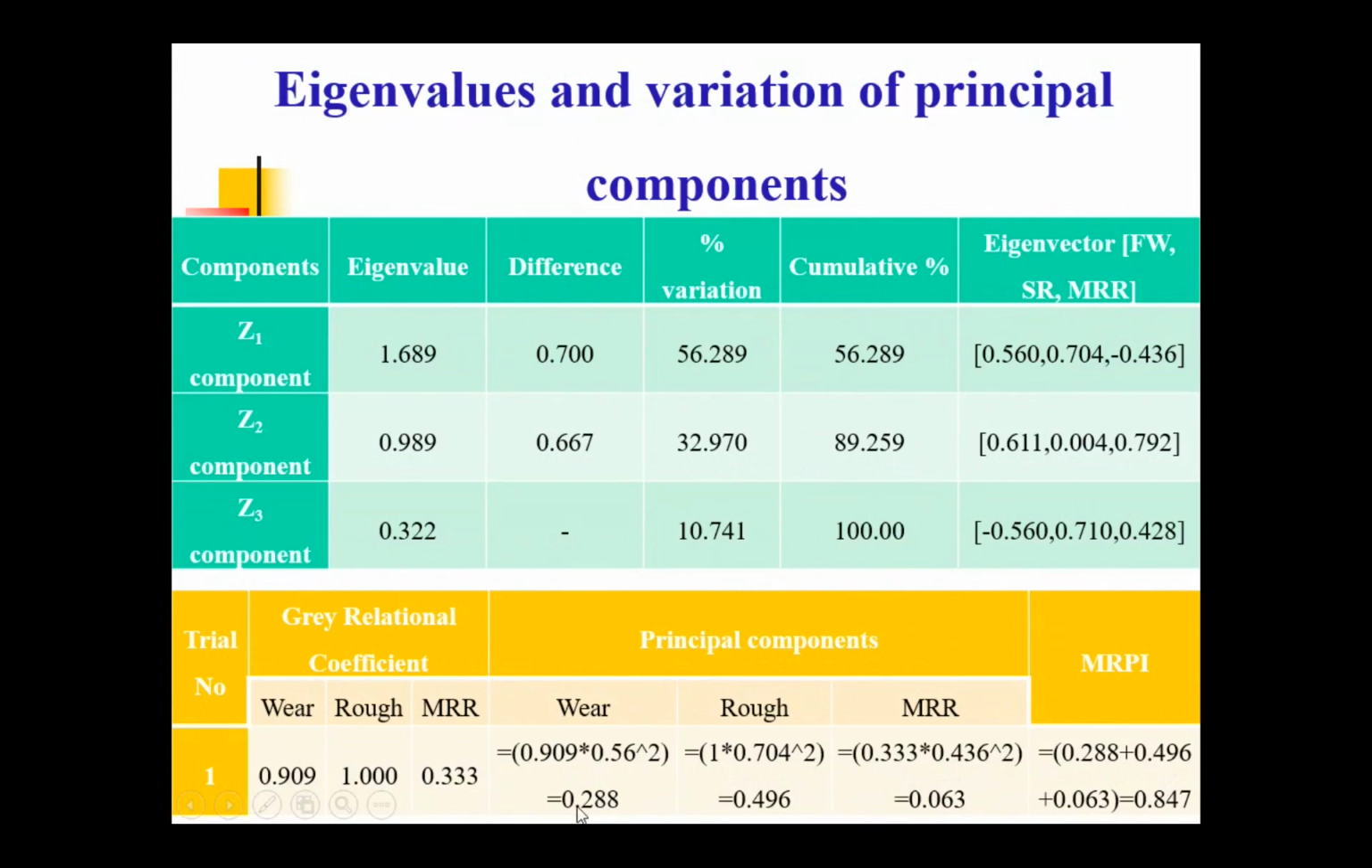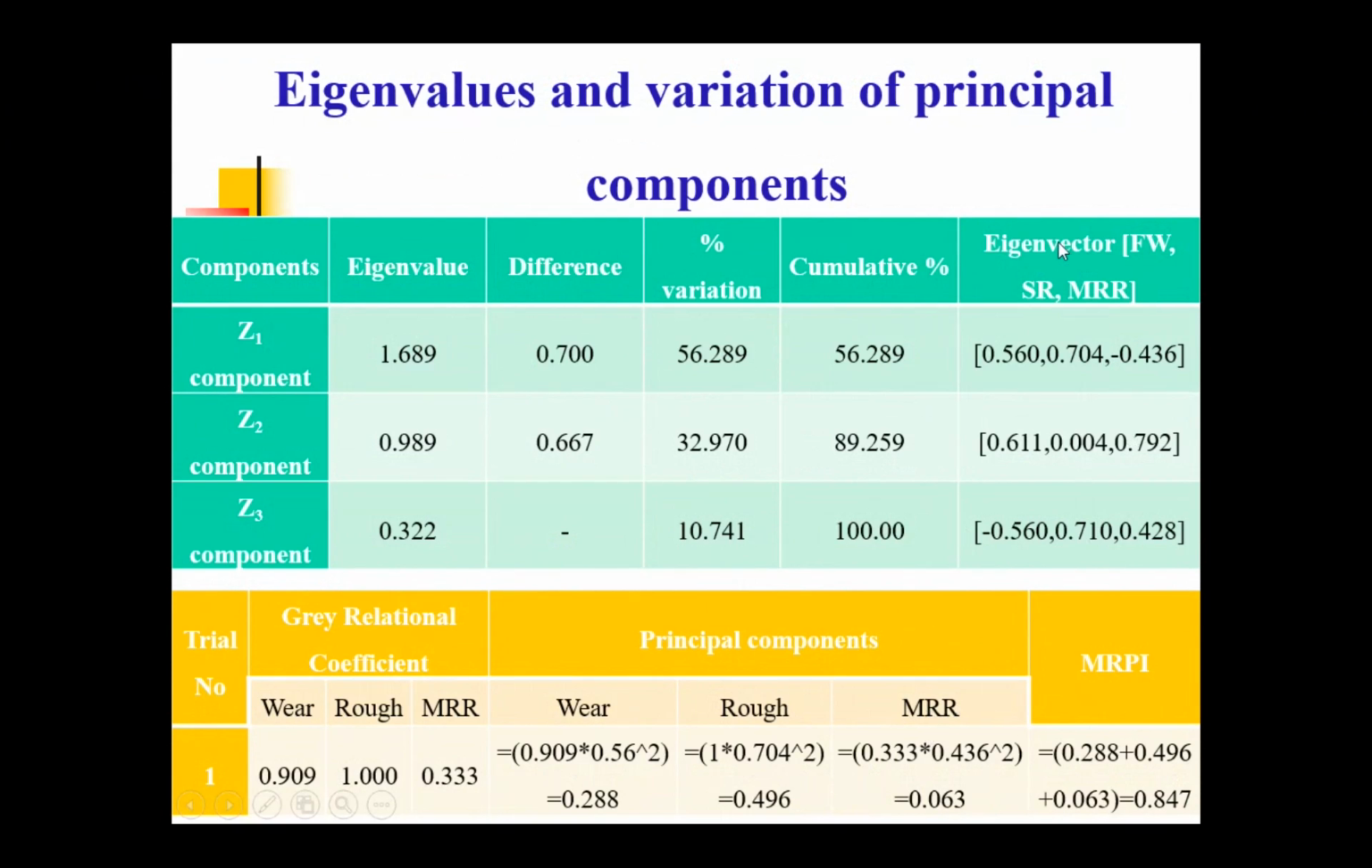So here it is clear now. Here it is equal to 0.909 into 0.56 the whole square. For surface roughness, the eigenvector for component 1 is 0.704, so the gray relation coefficient for roughness is 1. So 1 into 0.704 the whole square is equal to 0.496.